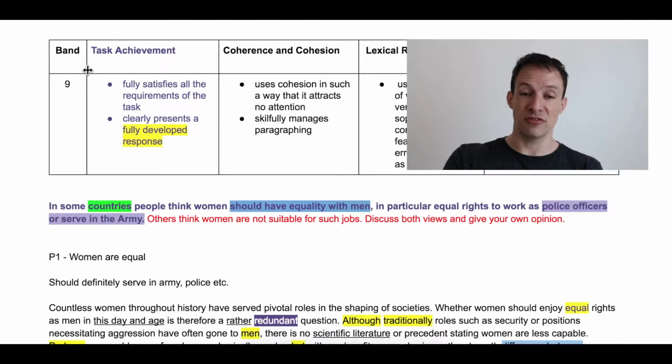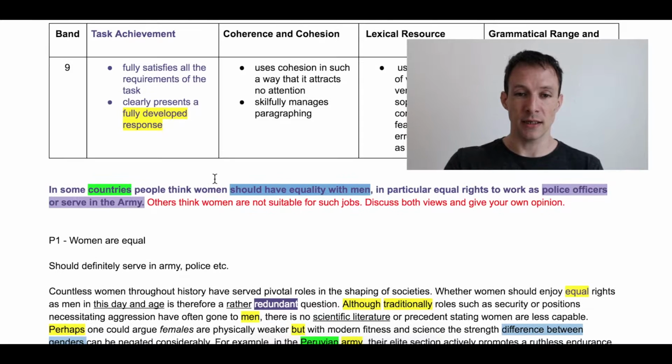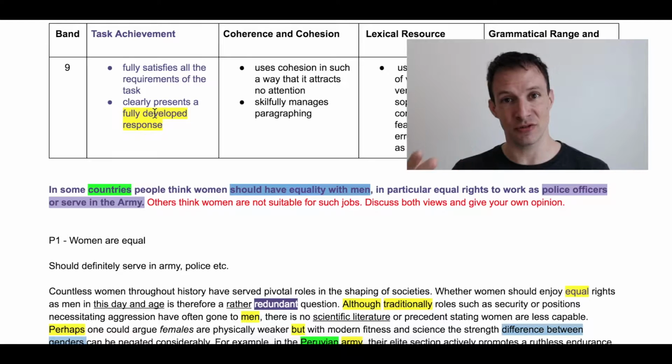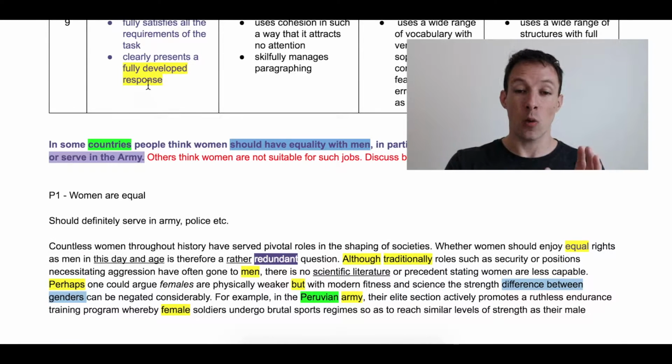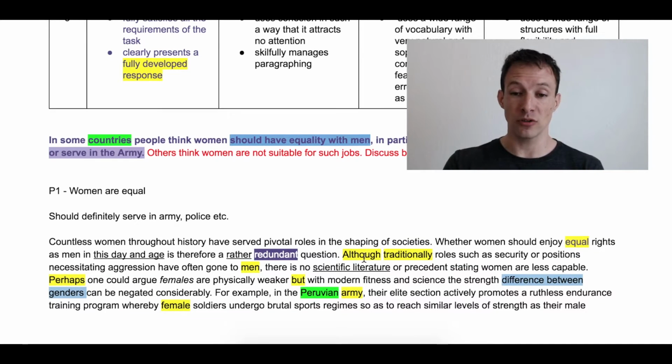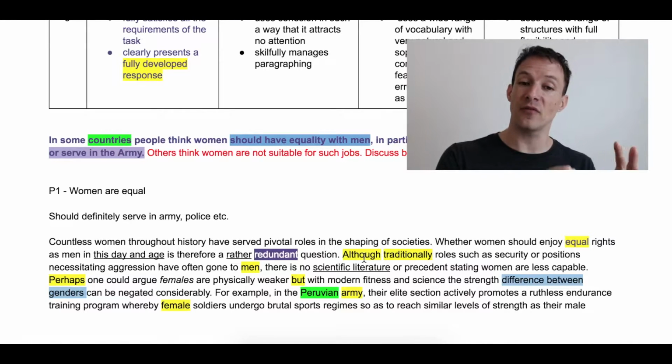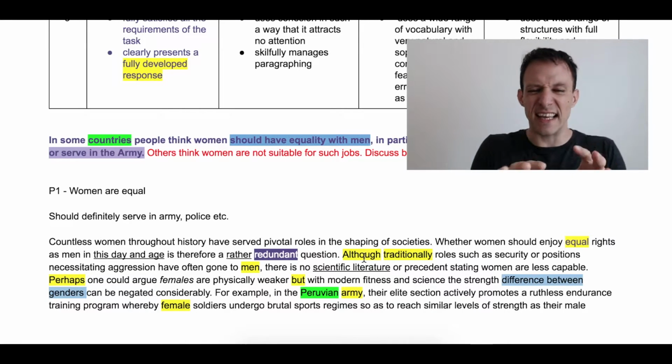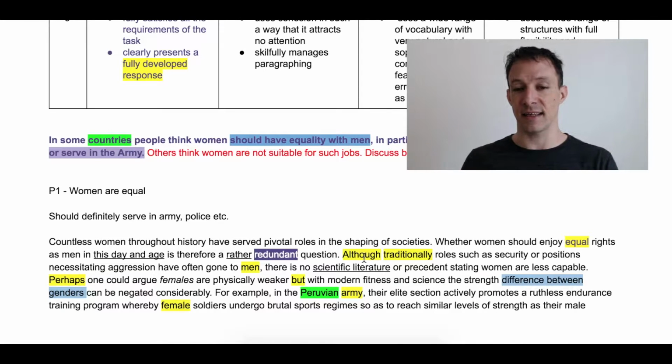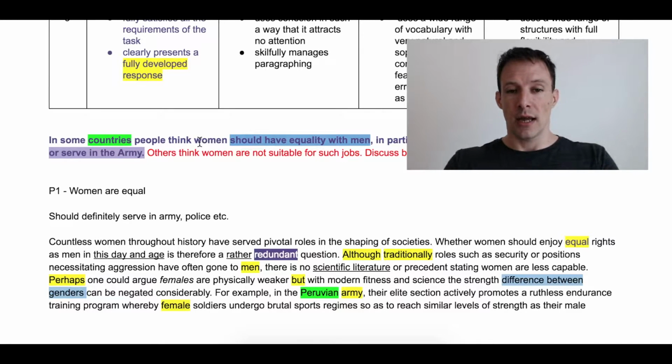So we've got task achievement. I've highlighted it in purple here, and obviously we can't fully satisfy all the requirements of the task with just one body paragraph. We need 2 body paragraphs, the introduction and the conclusion. However, we can develop a fully developed response, which is what I have done, and I've tried to indicate where that fully developed response is within the essay, or within the body paragraph specifically. So let's have a look.